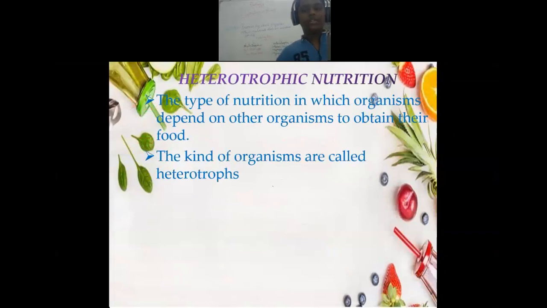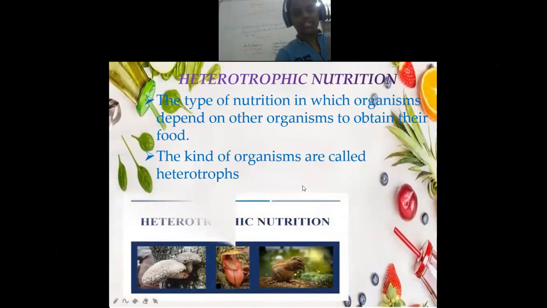Now coming to heterotrophic nutrition. In this, as we already discussed, the organisms depend on other organisms to obtain their nutrition. These kinds of organisms are called heterotrophs. Examples are we humans and animals. Insectivorous plants may seem heterotrophic, but they are autotrophic. Just for their nitrogenous needs, they depend on insects.